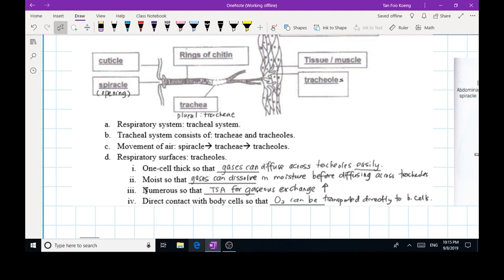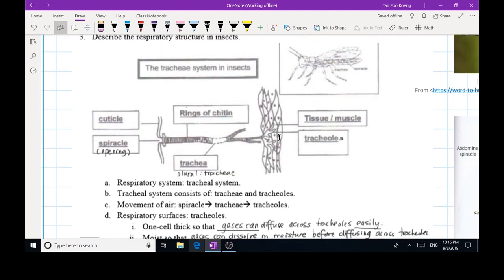And number three, you see a lot of branches here. So tracheoles actually come in large number. They are numerous, so that the total surface area for gaseous exchange is high. And then number four, the tracheoles are in direct contact with the body cells, so that oxygen can be transported directly to the body cells.